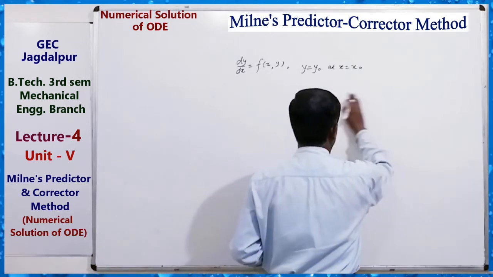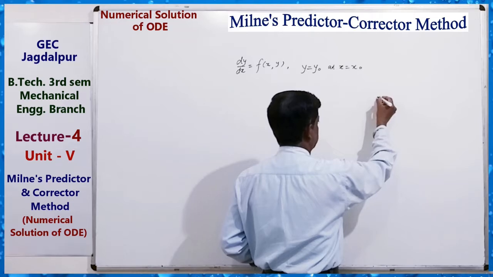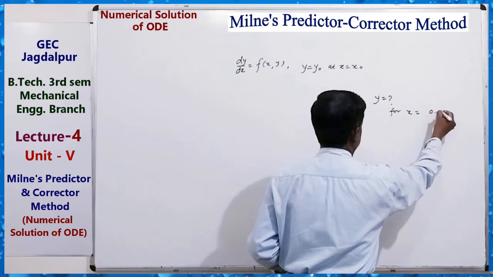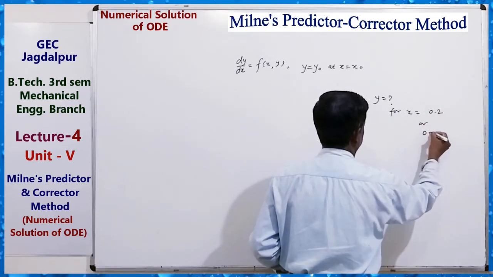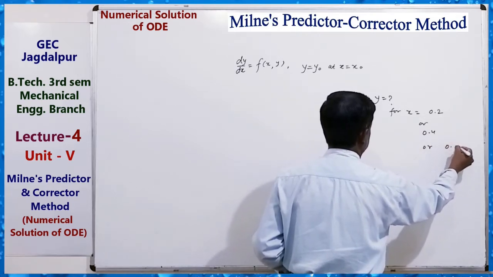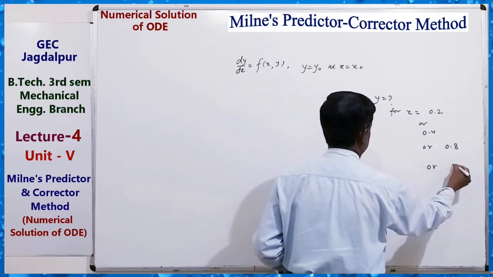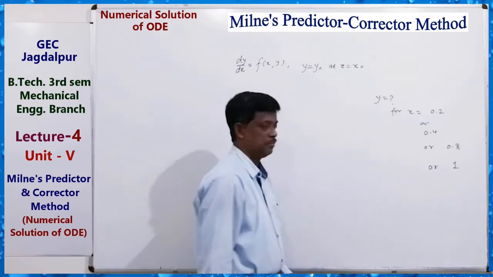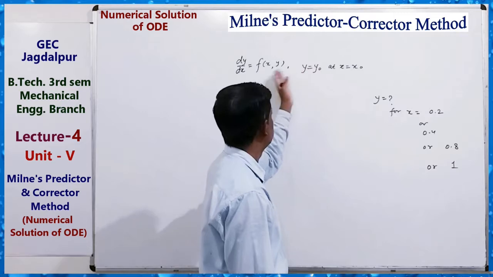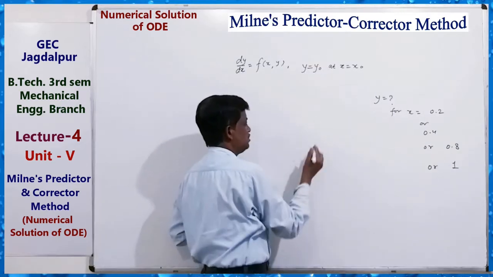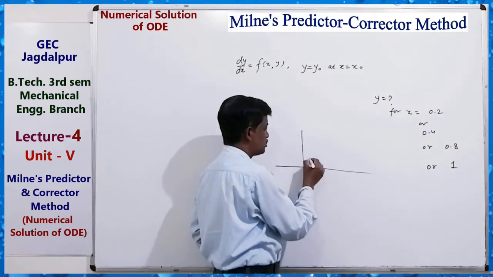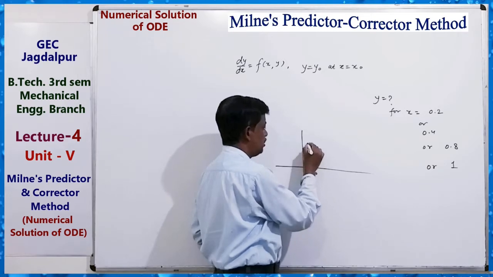Just find y equals what for x equals 0.2, or 0.4, or 0.8, or for 1. That means if we are given this initial value, generally the curve of the solution starts from this point x0, y0, and the curve is here.